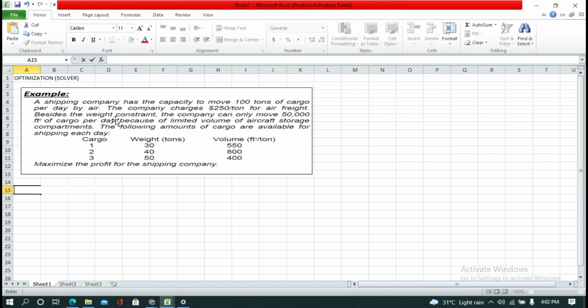So first things first, we need to set variables for cargo 1, 2, and 3 for easy solving or manipulation. So we let A, B, and C represent cargo 1, 2, and 3 respectively. And for our objective, we're asked to maximize profit for the shipping company.